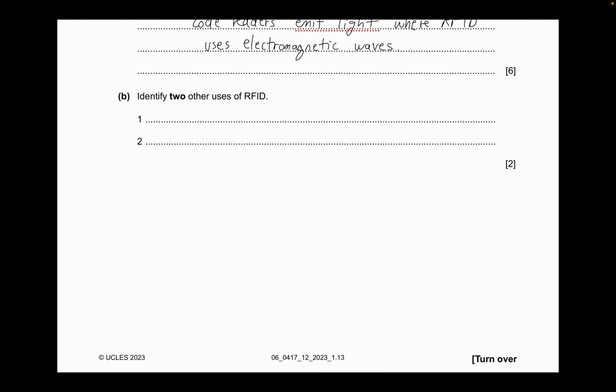Identify 2 other uses of radio frequency identification. You can use it for race timing tracking, like race cars. You can also mention library book tracking, to track the books. You can also use it for contactless credit or debit card payments.